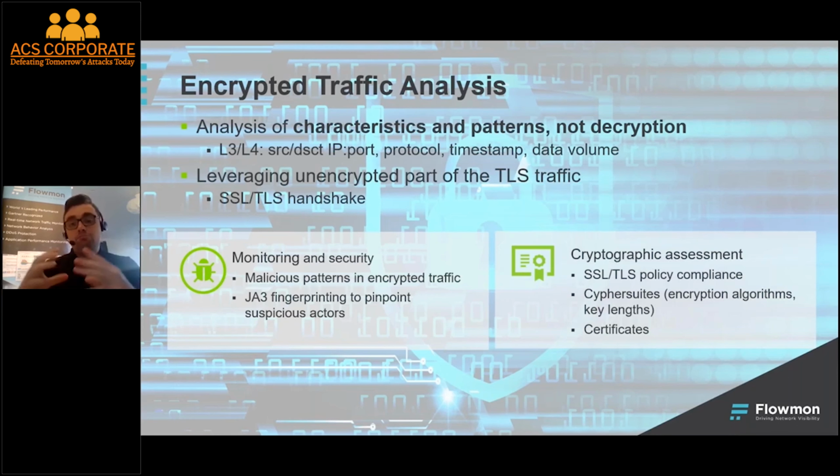And the other part, which is right now new in Flowmon, is leveraging the unencrypted parts of the TLS traffic, which means using the TLS handshake protocol, which is not encrypted but stores a lot of useful information for use cases in the area of cryptographic assessments, watching for TLS policy compliance, cipher suites, key lengths, and certificates information. So we can recognize here two types of use cases. The first is monitoring and security, where we use malicious patterns in the encrypted traffic. And the second is the cryptographic assessment and watching for policy compliance.